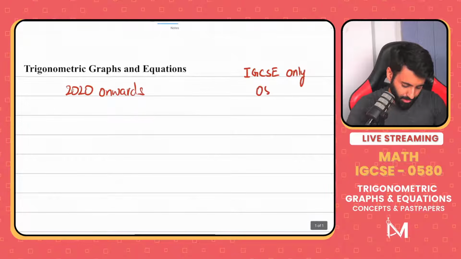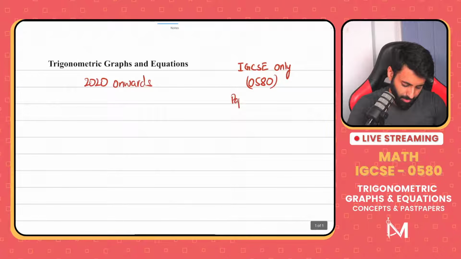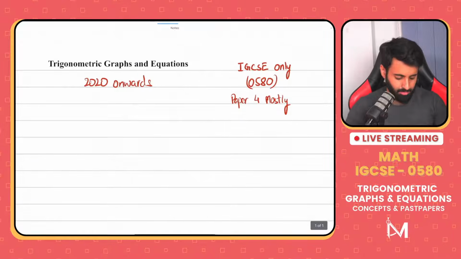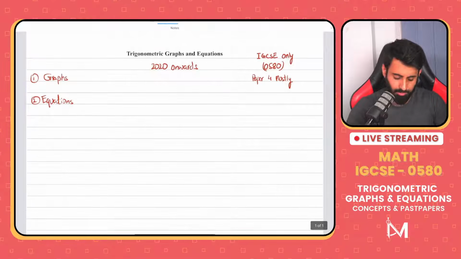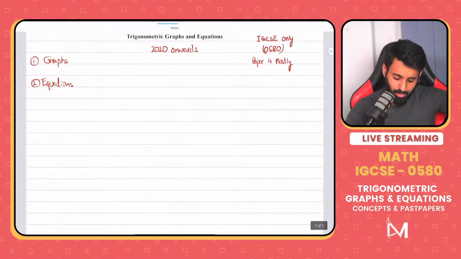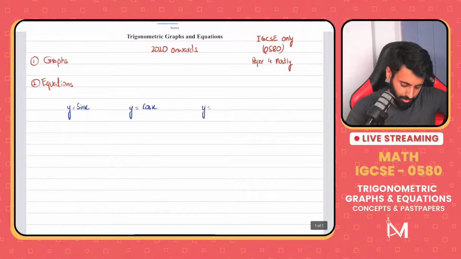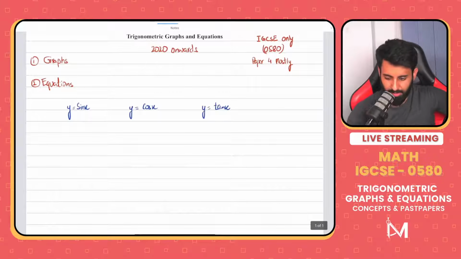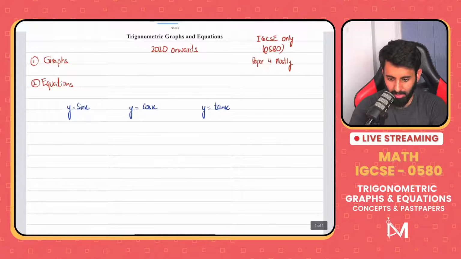That is, if your syllabus code is 0580. And mostly you will find questions of this in paper 4, not in paper 2, but paper 4 mostly. All right, so the three trigonometric functions that we will be dealing with are y equals sin x, y equals cos x, and y equals tan x. Now, if you've done this in AdMaths, then this should be a breeze for you. But if you haven't, then even then it's not that difficult.